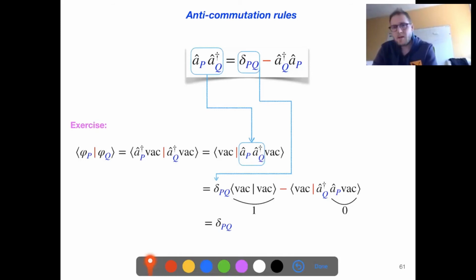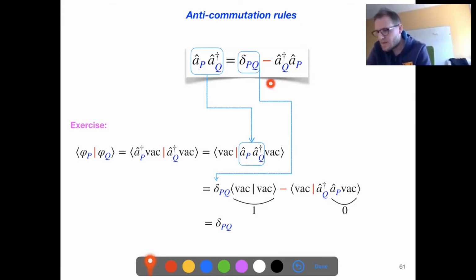Now I can use again the anti-commutation rule between annihilation and creation operators that I talked about. I just replace that by what I have here. The first term is the delta PQ, so you see the delta PQ is coming from the anti-commutation rule. Then I have the squared norm of the vacuum. I told you this is a quantum state that is normalized, so it's just one. And then you have the other part here.